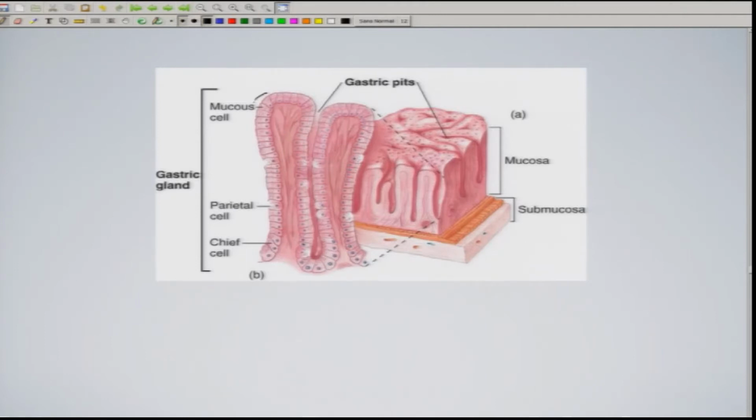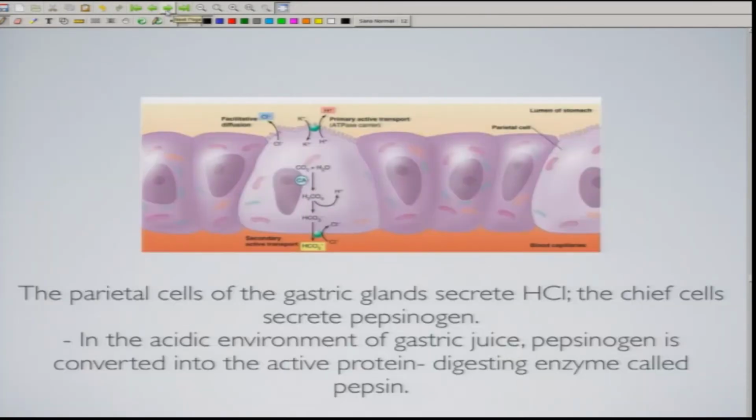So, this is the mucus layer that we are talking about. This is the parietal cell, this is the chief cells in the gastric pit, and this is the pit. This whole zone is where the pit is, and this is where most of the reaction takes place. You can see the cross section of the pit like this in a three-dimensional cross section. The parietal cells of the gastric gland secrete HCl, the chief cells secrete pepsinogen. In the acidic environment of gastric juice, pepsinogen is converted into the active protein-digesting enzyme called pepsin.